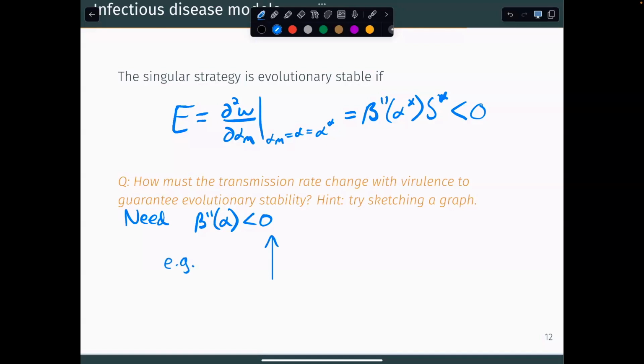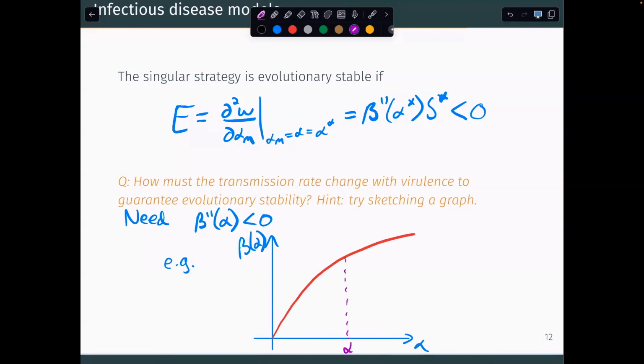So maybe it looks something like this. Got beta of alpha versus alpha. In the region of our singular strategy, it needs to be concave down. So let's suppose this is my alpha star here. At this point, my trade-off has to be something like this.